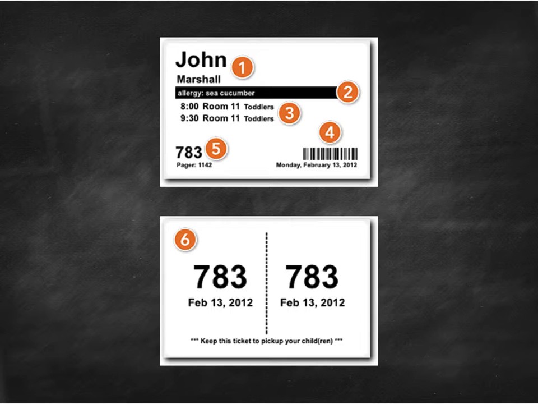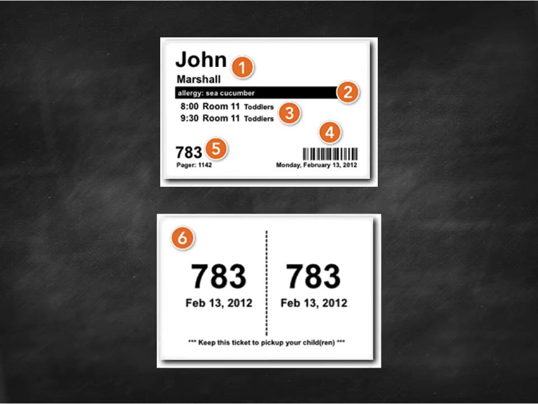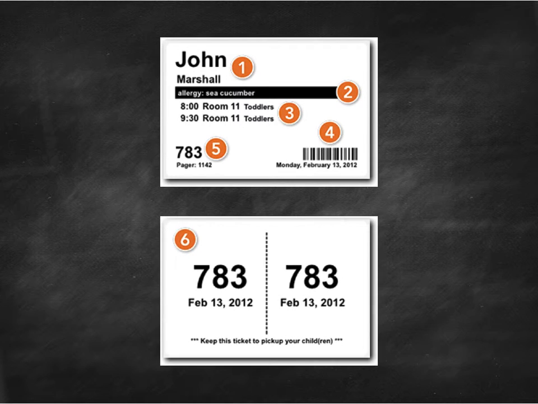Continuing with our example, for this week, when John Marshall's guardian arrives to pick him up, they must have the parent name tag that has the code that matches John's, which is 783, and the date that matches John's, which is February 13th, 2012. If the person picking up the child does not have their parent name tag with them, they will need to go get it before picking up the child.